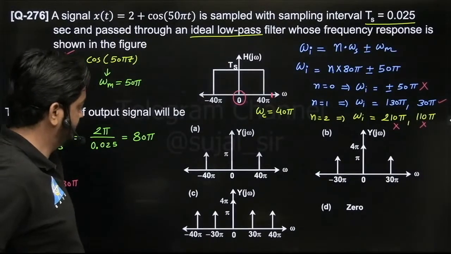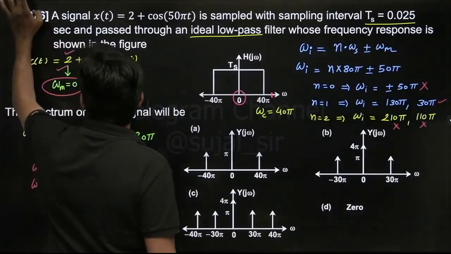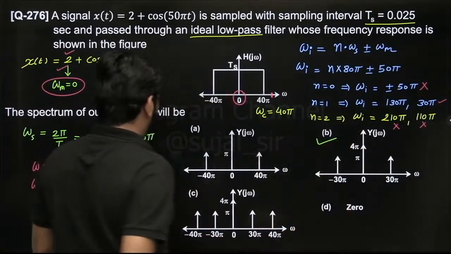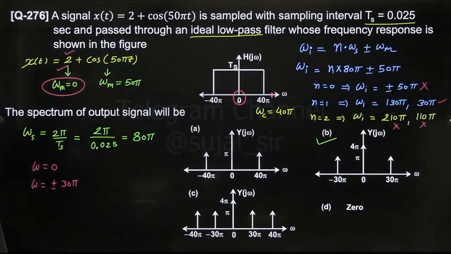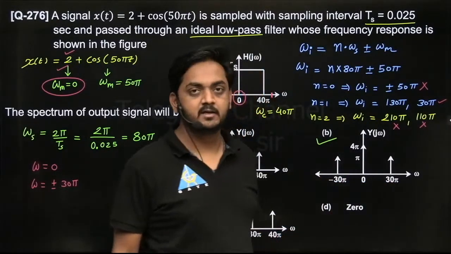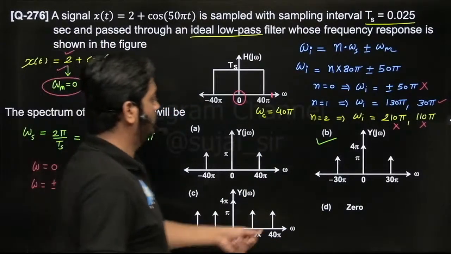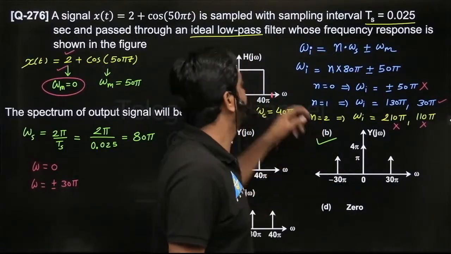So which option should be the correct answer? Option B, only option B should be the correct answer. See, omega equal to 0, 30 pi and minus 30 pi. So option B should be the right answer to this question. As I told you, this is 4 pi. Now you can see here this is pi.